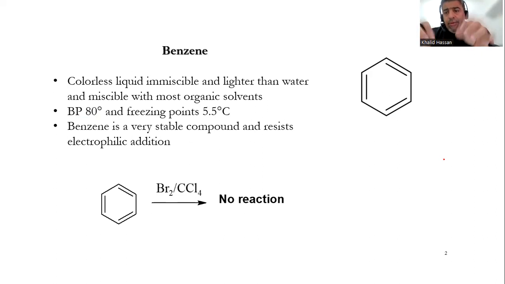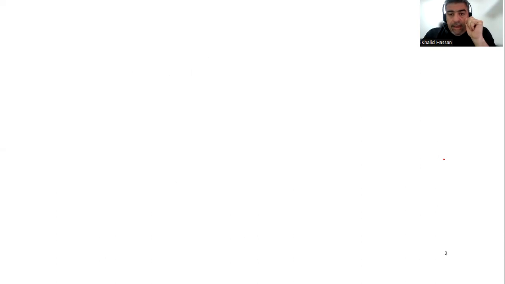Benzene is very stable, and we'll discuss that in detail during aromaticity. It is a stable compound and resists a series of electrophilic reactions. For example, bromination of the benzene ring gives no reaction in the presence of CCl4. Of course, each point will be discussed in detail during the upcoming slides.